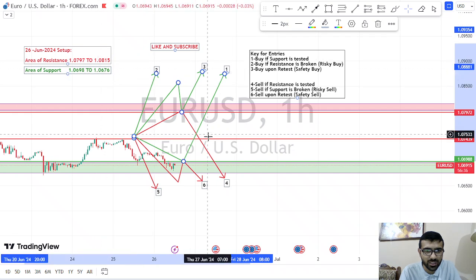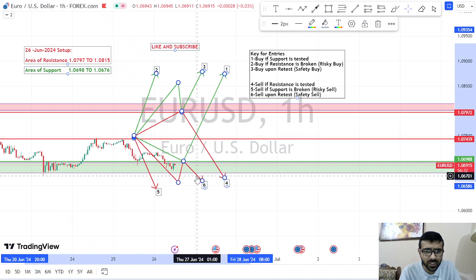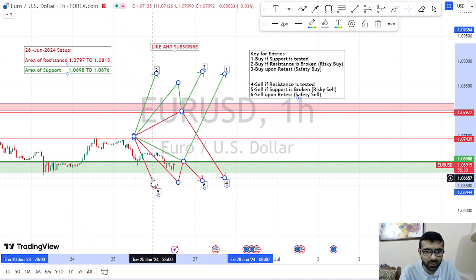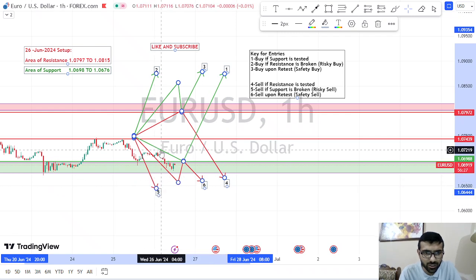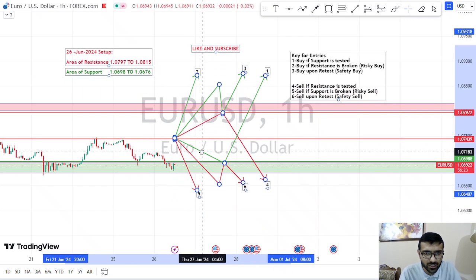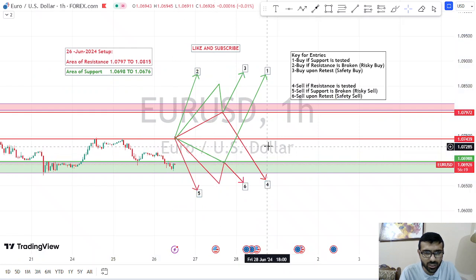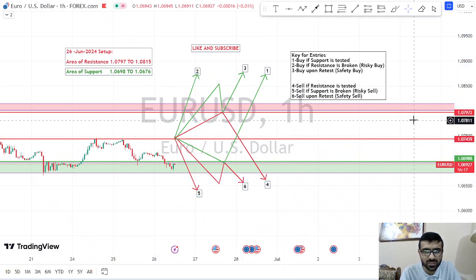Market has perfectly respected our given areas of support and resistance, and we have taken trades accordingly and made a good profit right in front of you guys. Okay, so as you guys can see that market is currently trending over here, so I have moved forward the scenarios for you guys, and that would be all for today. I hope that you guys will be making some good profits today as well, and that's all. I will see you guys tomorrow with fresh scenarios. Thank you.